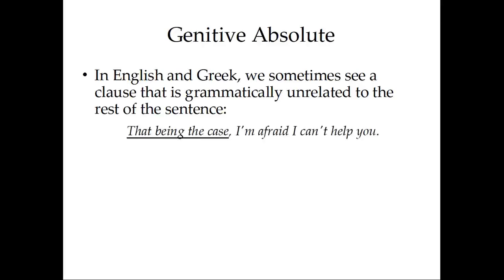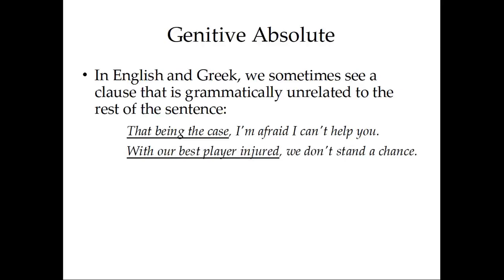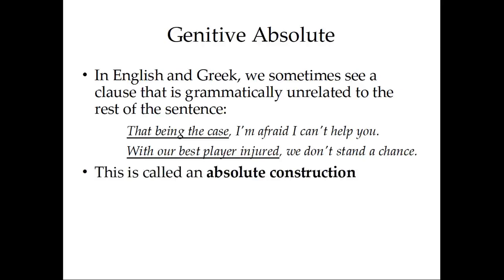In English and Greek, we sometimes see a clause that is grammatically unrelated to the rest of the sentence. For instance, "That being the case, I'm afraid I can't help you." "With our best player injured, we don't stand a chance." Each of these clauses is really grammatically unconnected with the rest of the sentence. Each of these is called an absolute construction. Absolute, another way of thinking of it, is independent.